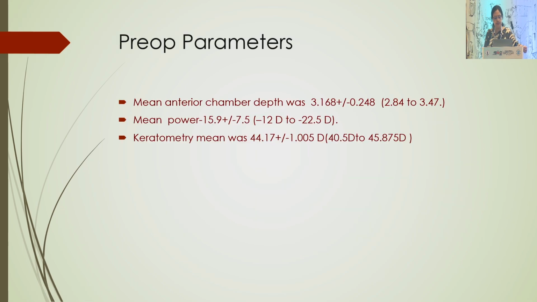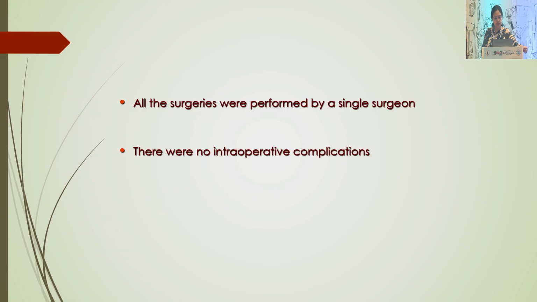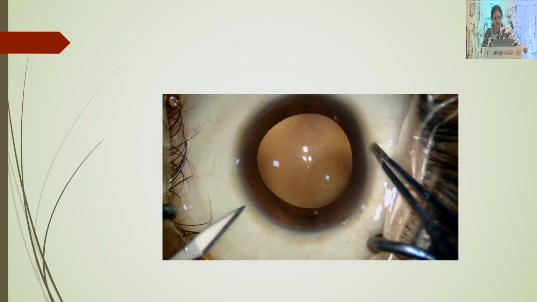The mean anterior chamber depth was about 3.1, mean power corrected was 15.9, and the keratometry mean was about 44. So these were the preoperative evaluations which were done, and all surgeries were performed by a single surgeon.